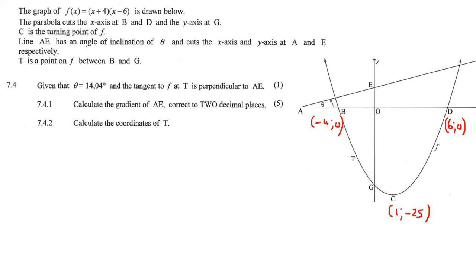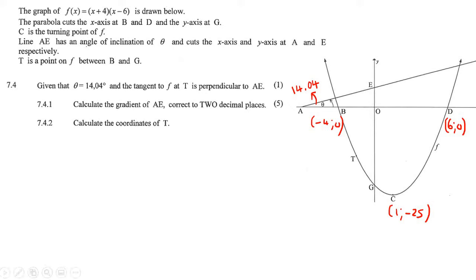Now we're on to the next question. So 7.4 says, given that theta is equal to 14,04. So let's fill that in over there. 14,04. And the tangent to f at T is perpendicular to AE. Okay, wait, what? Oh, the tangent at T. Okay, so let's draw in a little tangent to f at T.